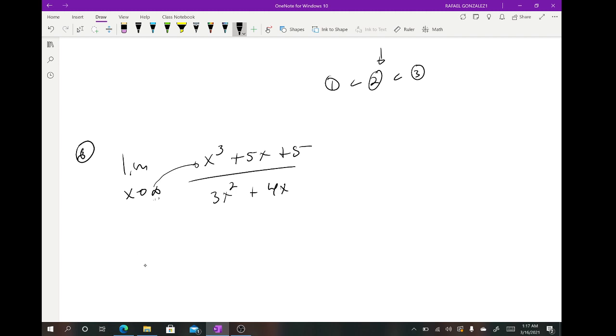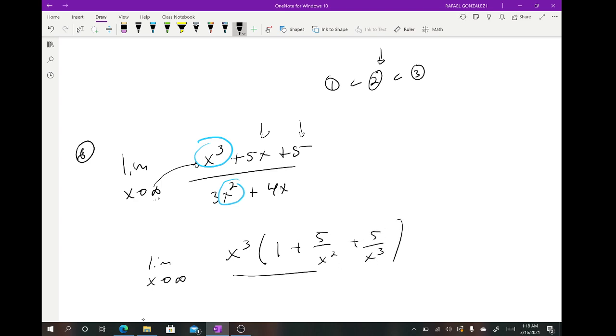However, I gave you before a trick. What you do is you take the biggest power in the numerator and the biggest power in the denominator, and you factor it out of every single term, from all of the terms respectively. So for the top, the biggest power is x cubed. So you're going to factor out an x cubed, and what you're going to be left with is 1 plus 5 over x squared plus 5 over x cubed on the top.